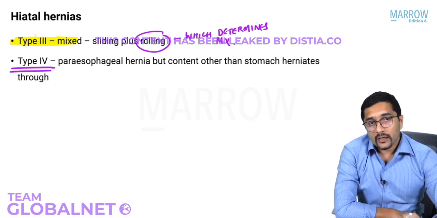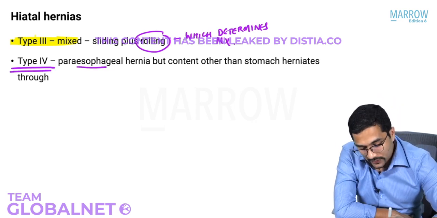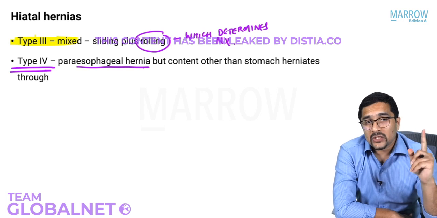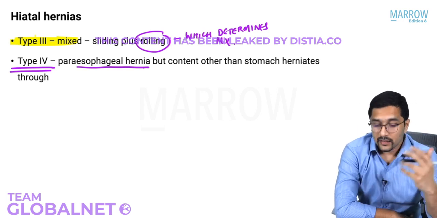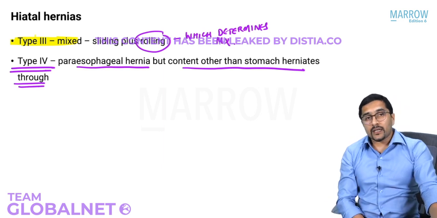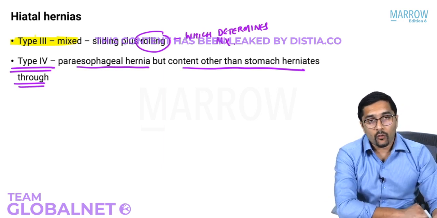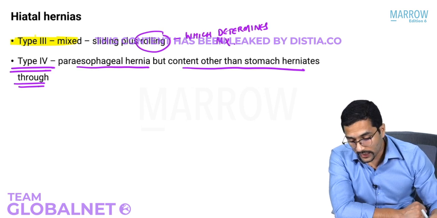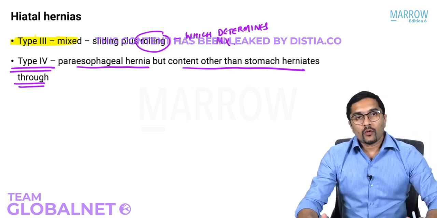And type 4 has also been mentioned. It is a paraesophageal hernia, but the content is not stomach. It is some other structure other than the stomach. So when another structure other than the stomach herniates through, that is called type 4 paraesophageal or type 4 hiatal hernia. So moving on to the next topic.